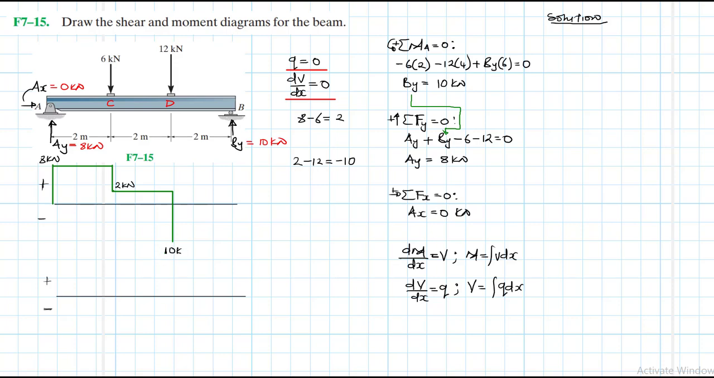Then again, from D to B, q is equal to 0. So we expect the slope again to be equal to what? 0 slope for shear. So we expect again just a 0 slope up to there.